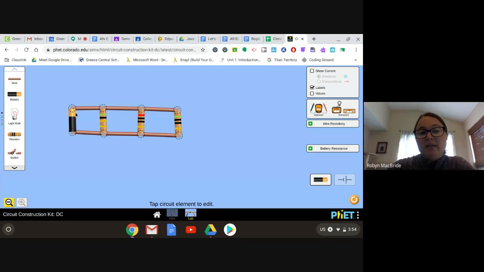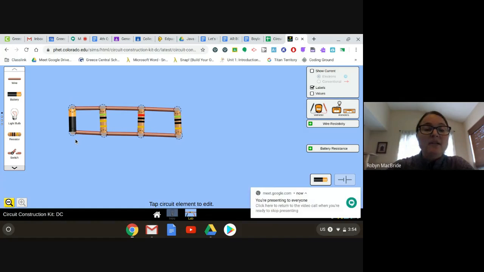Okay, so here's what I'd like to do. I want to bring you back to PhET, like I showed you the other day. I really like this because it kind of gives you a conceptual idea of what's going on. All right, so what I have here is set up a parallel circuit. You can tell it's a parallel circuit because there's multiple different paths that you could take from one side of the battery to the other.